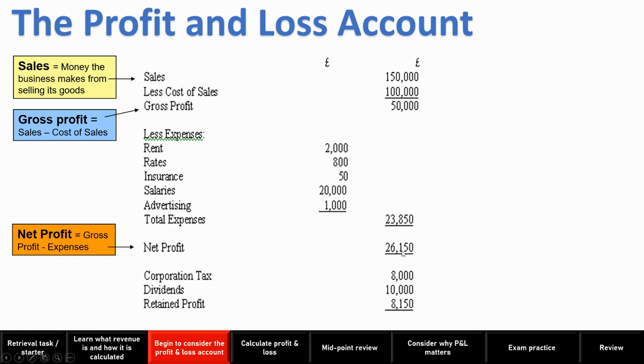So 26,150. Take off the government, the tax rather, give the government their bit. Take off the dividends, give the shareholders their bit. Means that what you get to keep, what you get to retain in the business for the future, is 8,150. So if you look, this business has had to make a huge amount of sales. It's had to sell a lot of monitors just to make a very modest £8,150 worth of profit.